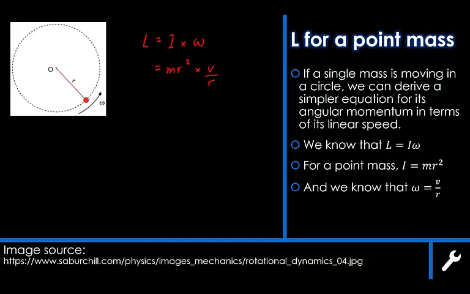So here's our equation for the angular momentum of an object moving in a circle of radius r, but we can cancel one of these r's to make it a bit simpler, and we get m v r. So for a point mass, the angular momentum L is just equal to the mass of the object times its linear speed as it travels around the circle times the radius of the circle.